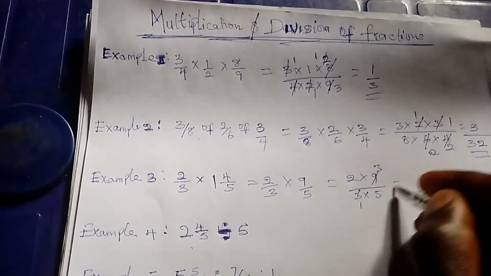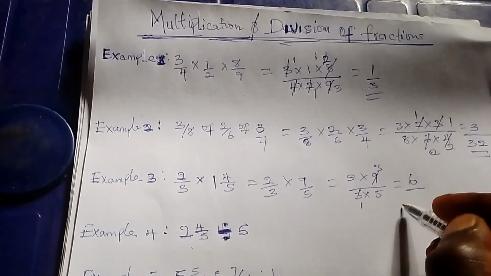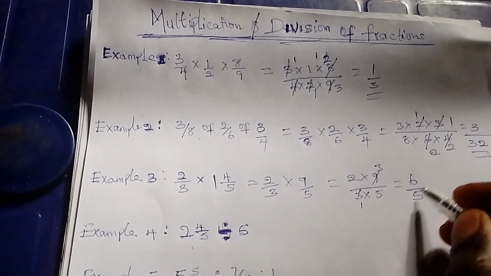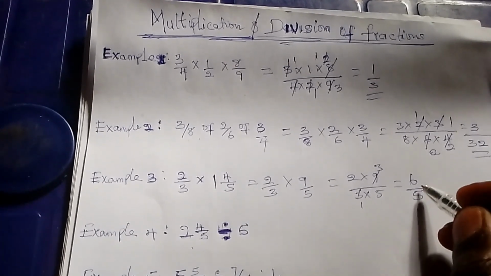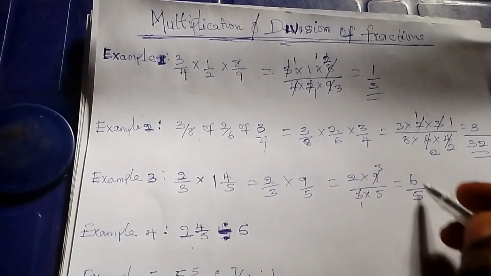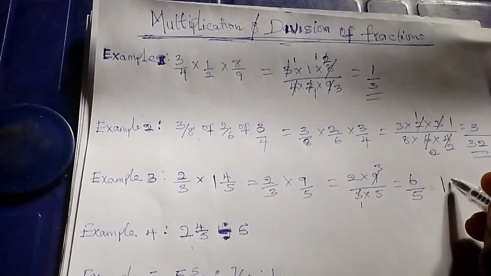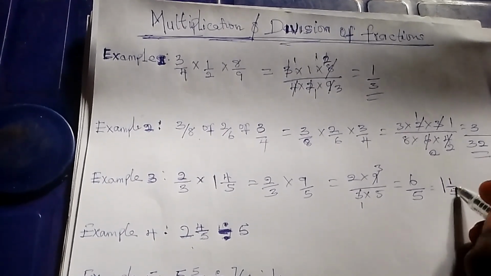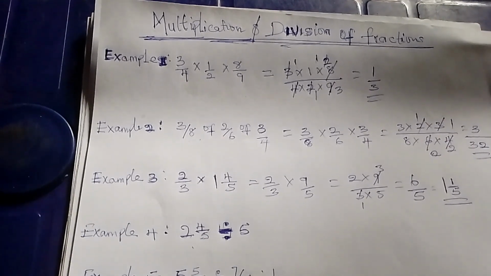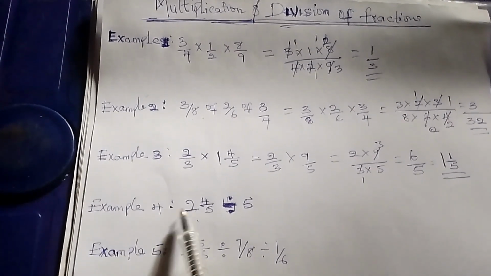Now 2 times 3 will give us 6, divided by 1 times 5 will give us 5. So looking at it, you notice that this is an improper fraction. So we need to convert it back to a proper fraction. Now 6 divided by 5 will give us 1 whole number. What is remaining? 1 divided by 5. So this is the solution of our third example.